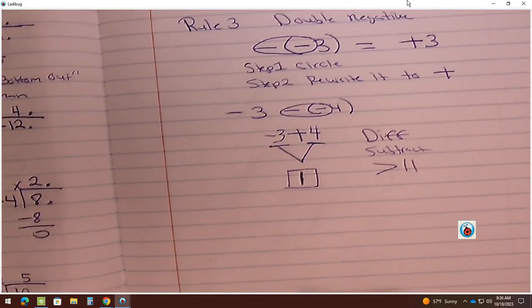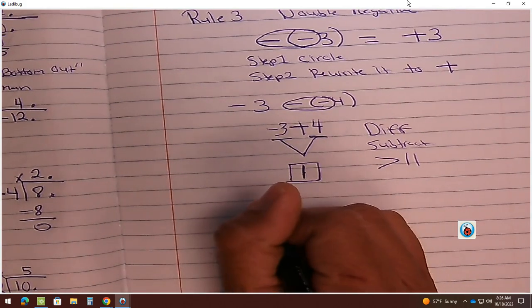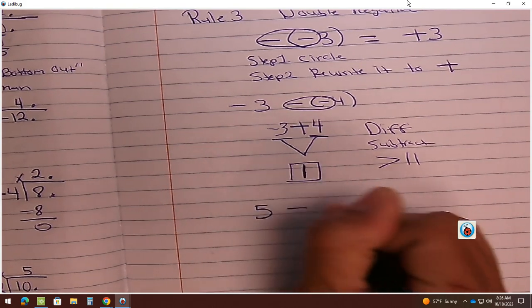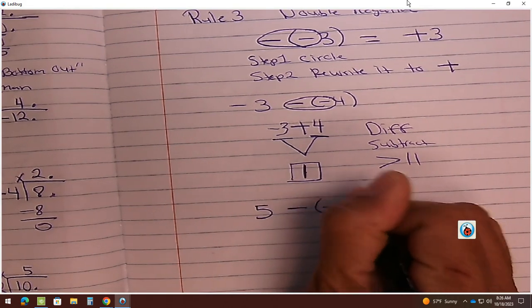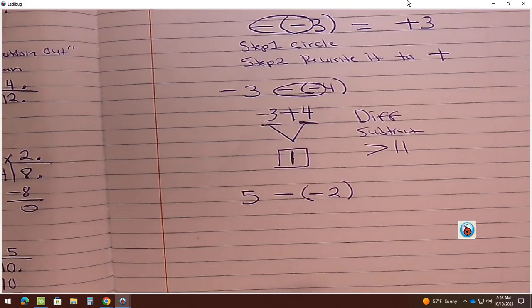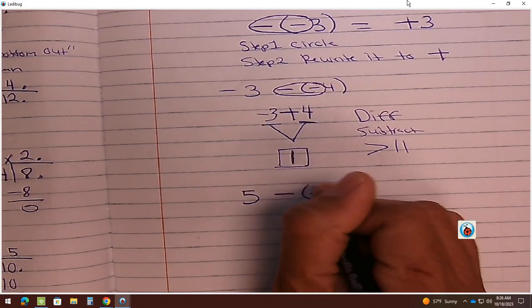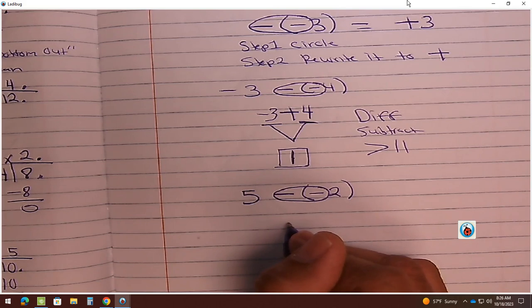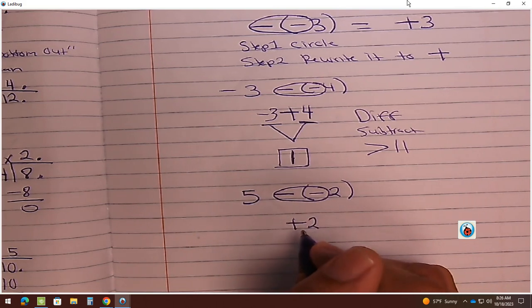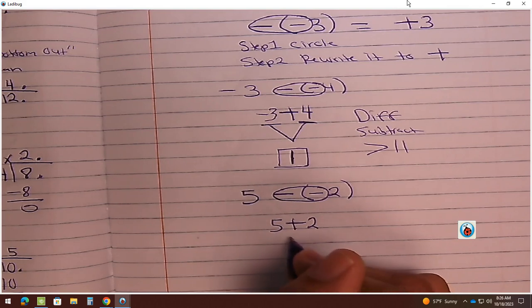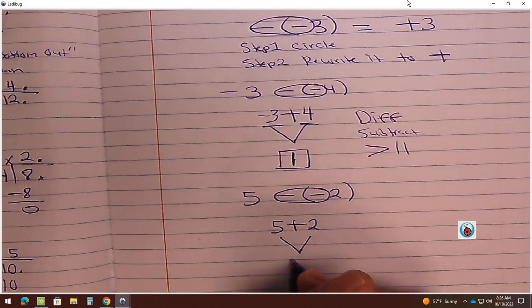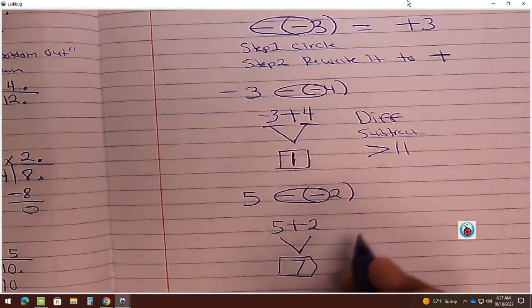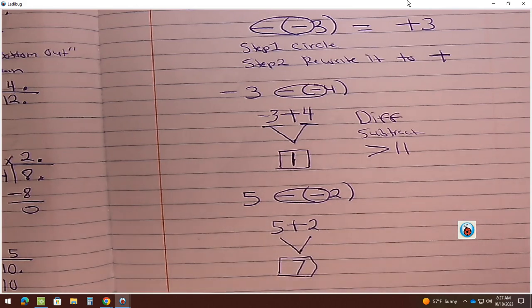Questions? No. Okay, here comes one more example and then that's it for the double negative. 5 minus a negative 2. Okay, so what do you see again? A double negative. So what does this become now? Plus 2. Bring down the 5. And now just answer. What's 5 plus 2? 7. Done. Why didn't I write a rule on this one? It was just positives, but you could have done the rule same if you wanted to. Questions? Now you have all your rules.